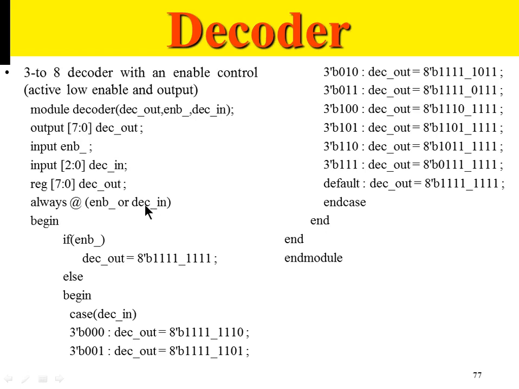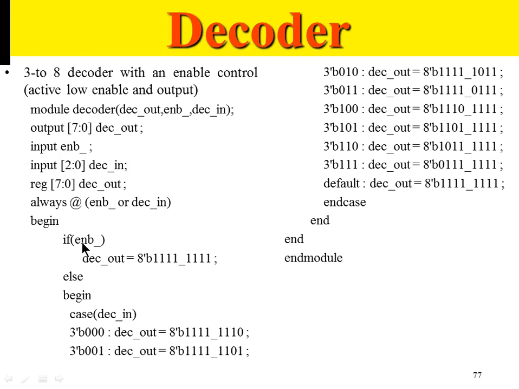Always @ enable_bar or DC_in. This is my sensitivity list or activation list. Begin the always block. If enable_bar, I'm checking if enable_bar is equal to 1. If it is equal to 1, it is not active. Not active means the circuit output can be disabled. The circuit output is also active low. Active low means all outputs are high. If enable_bar is equal to 1, DC_out gets 8'b11111111. All outputs are deactivated right now.